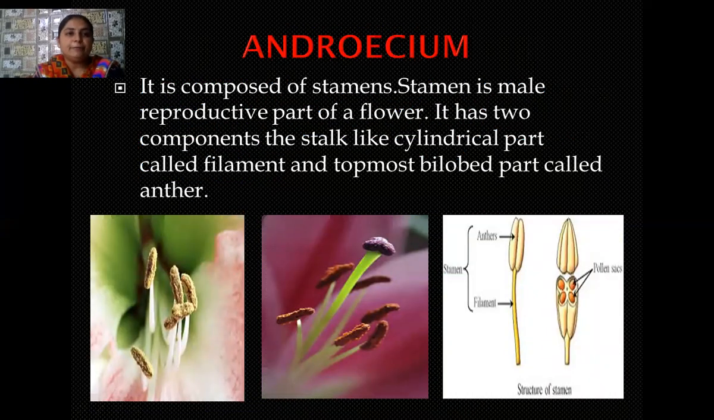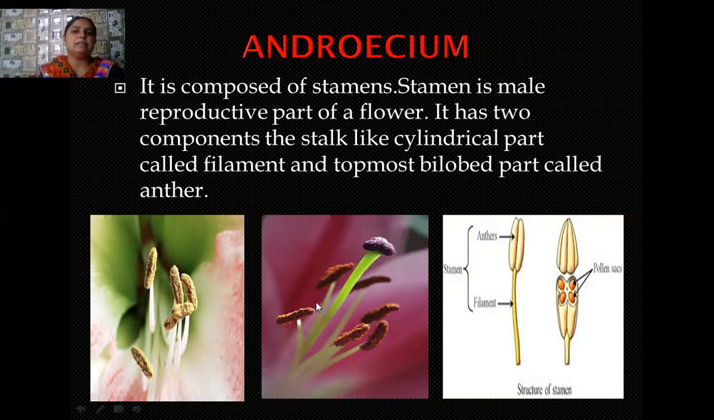So the third floral appendage is known as androecium. Androecium is the reproductive floral appendage and it is composed of stamens. And these stamens are actually the male reproductive part of the flower. It has two components. The stalk-like cylindrical part is known as filament. And the topmost part, which is a bilobed part, is known as the anther.